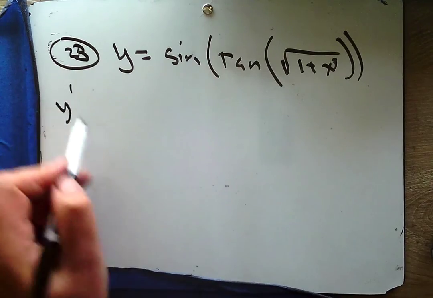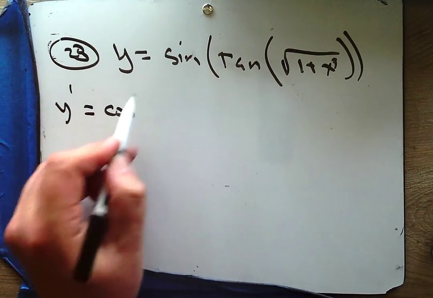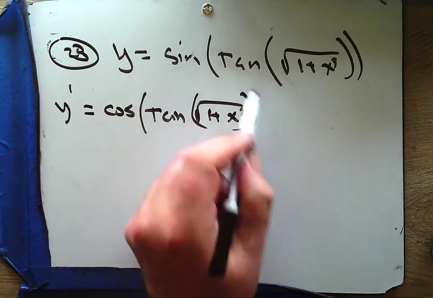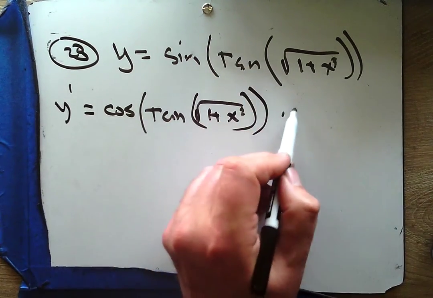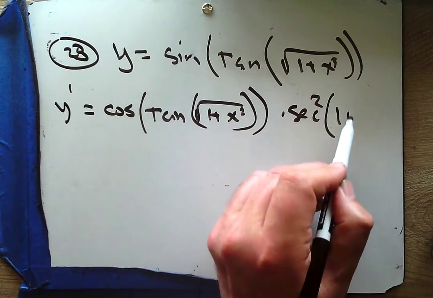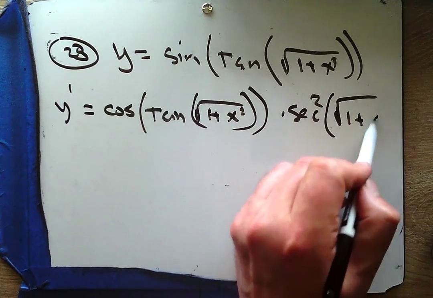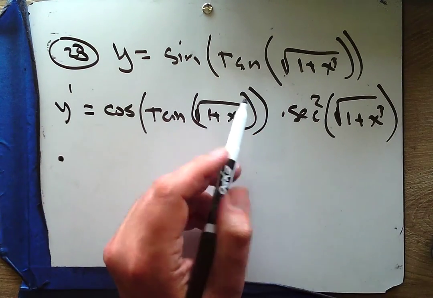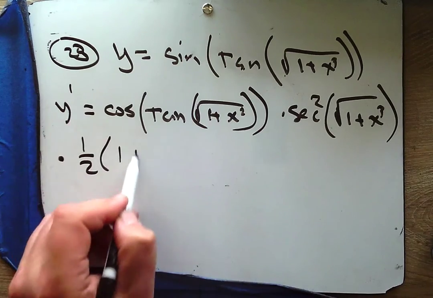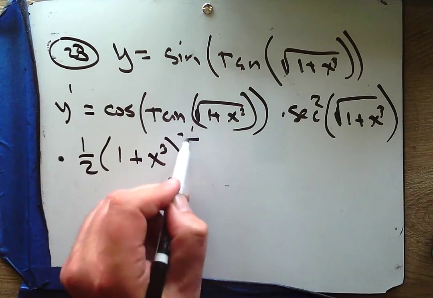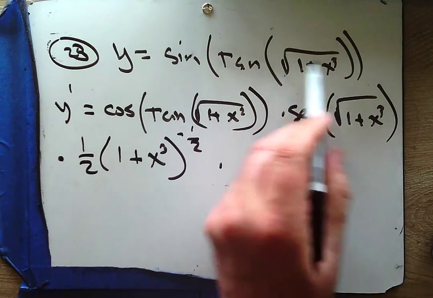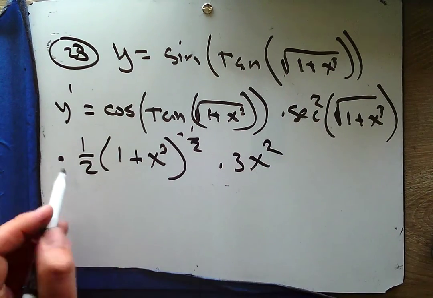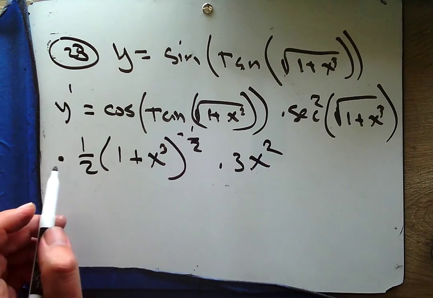Okay, so y prime, derivative of sine, cosine, leave that inside stuff, times the derivative of tangent, secant squared, leave that inside stuff, times the derivative of square root, times the derivative of the innermost 1 plus x to the third. Done.